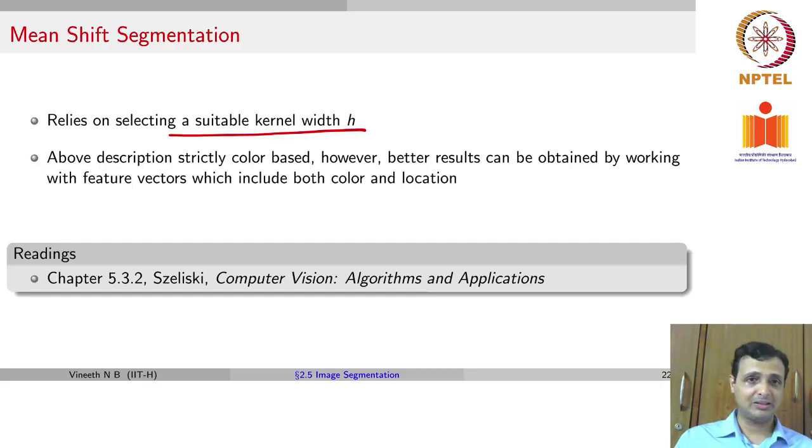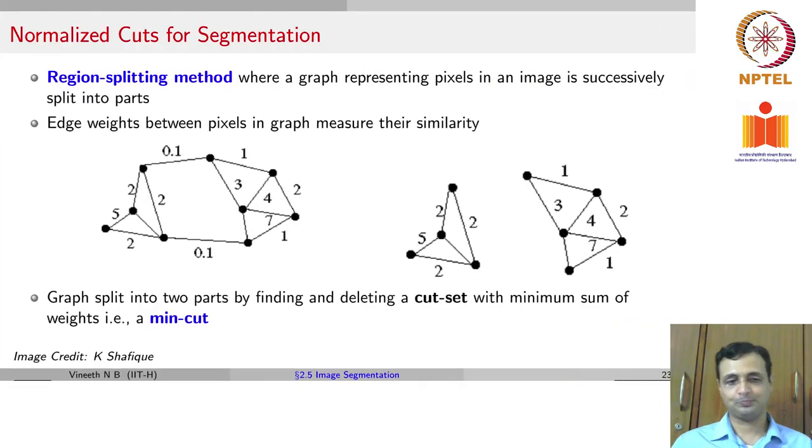Clearly, this method relies on selecting a suitable kernel width in addition to the kernel itself. We use a quadratic kernel here. What width you choose is also important and will impact the final result, and that is chosen empirically. In the above description, the approach seemed to be color based. We took it in the LUV space. You can also consider other kinds of feature spaces to find the modes in. If you're more interested, please look at chapter 5.3.2 in Szeliski's book.